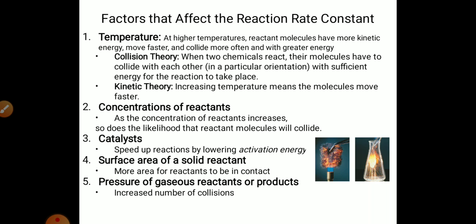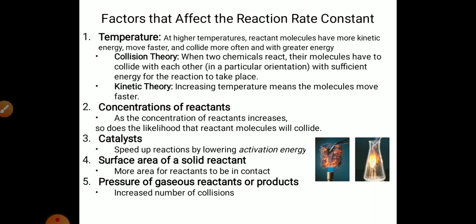First, as you know, at high temperature the reactant molecules have more kinetic energy and they move faster and collide more often with greater energy. Okay, so this can be described by the collision theory and the kinetic theory.